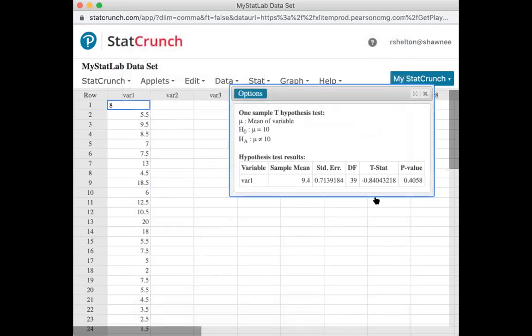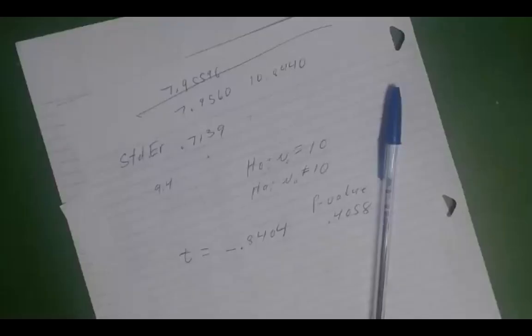So we hit compute. Here's our test statistic now. I'll write that down. So t equals minus 0.8404, and it gives us a p-value. And p-value is 0.4058. Okay, that's all we need from there. It gives us the standard error. That's nice to have, and the degrees of freedom. But let's go back to the problem. And now I've got to share it again.